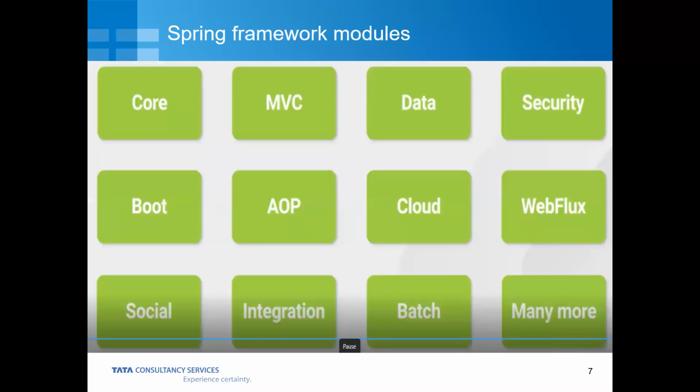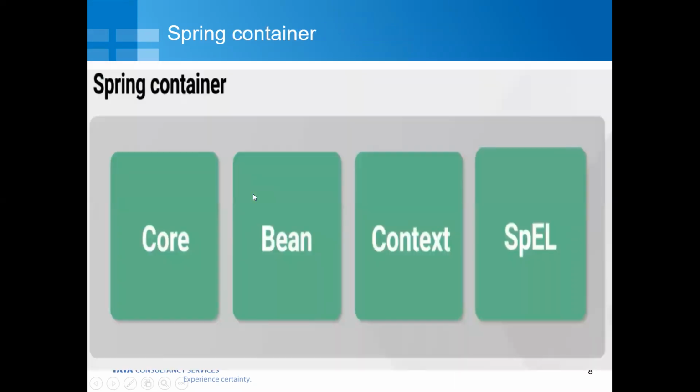So how are we going to learn? We will learn Core, Spring MVC, Spring Data, Spring Security, and Spring Boot. These are the things we are going to learn here, up to AOP. Spring Cloud I have a plan to pick up, but I am still not familiar with it, so we may not cover it. Up to AOP we should cover. Core, bean, context, and SpEL. SpEL means Spring Expression Language.